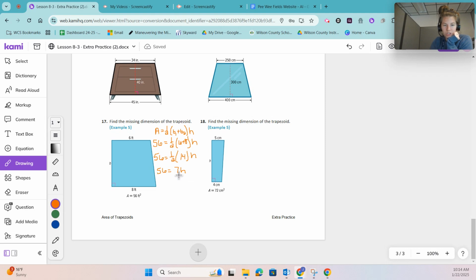Okay, so we do everything we know so far. 56 stays the same, 1/2. 6 plus 8 is going to be 14 times that height. Half of 14 is 7, so 56 equals 7h. Okay, then I'm just solving my one-step equation. Divide by 7 on both sides, and 8 equals h. Okay, so 8 feet is going to be that height. Again, it is one dimension, so it is feet, not feet squared. Okay, going to do the exact same process here on number 18.